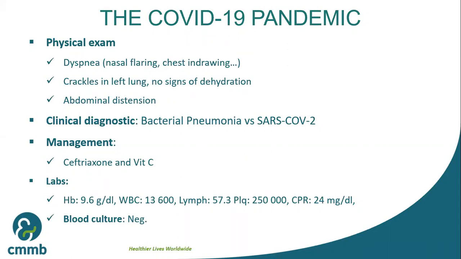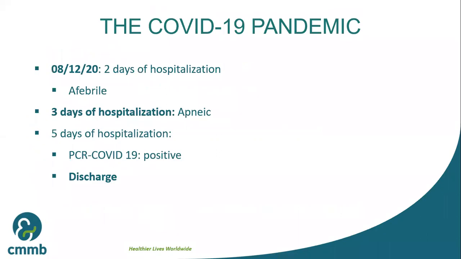They started the management with ceftriaxone and vitamin C, and they performed the labs. The baby was anemic, the white blood cells were high, and the C-reactive protein was 24 milligrams per deciliter. The blood culture was negative. After 2 days of hospitalization, the baby was afebrile, and the dyspnea went away after 3 days. But during the hospitalization, the test for COVID-19 was positive, and after 5 days, the baby was discharged. This case confirmed that in children, the COVID-19 manifestations are very mild. Usually, children with comorbidities like tuberculosis or cardiopathy will be more likely to have severe symptomatology of this disease.